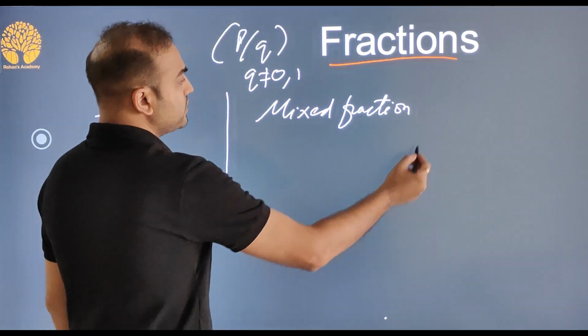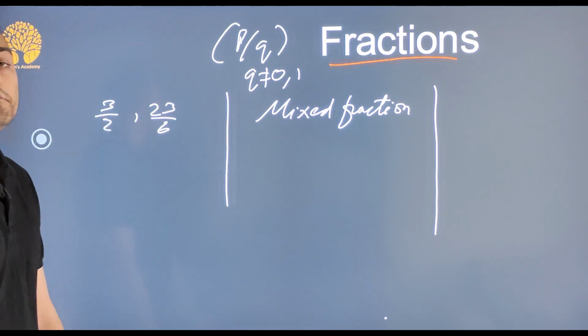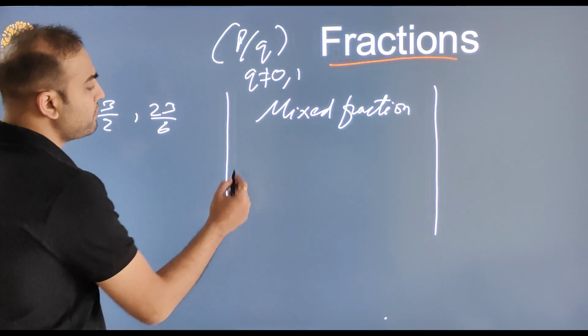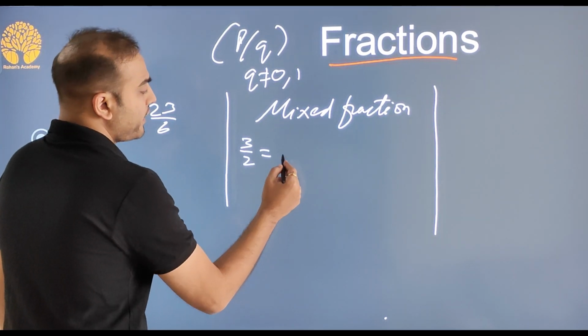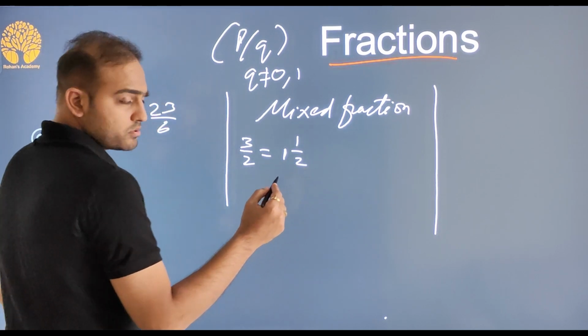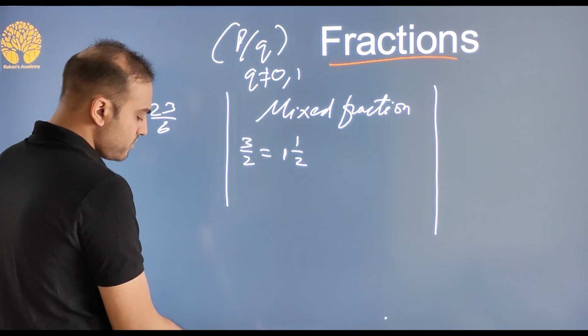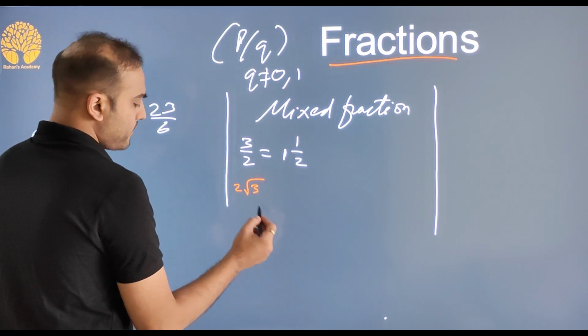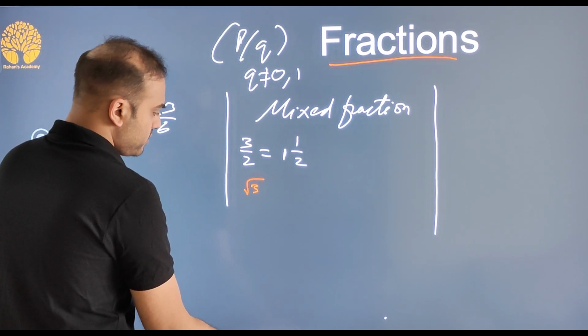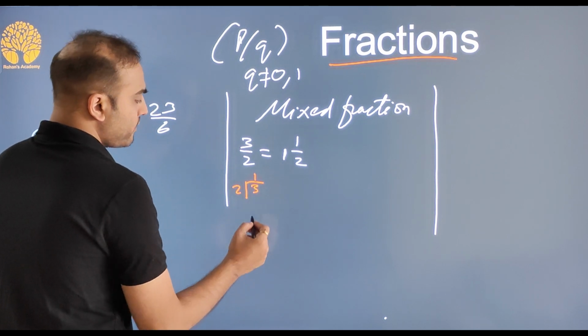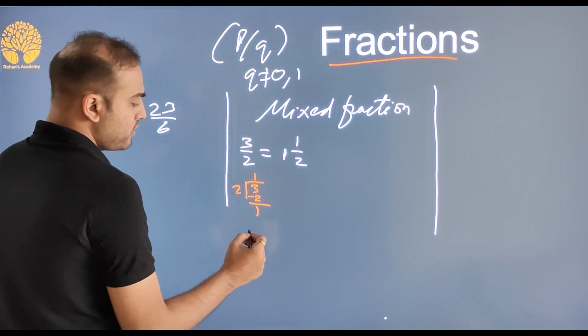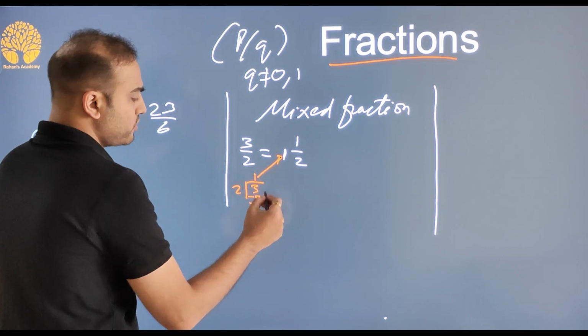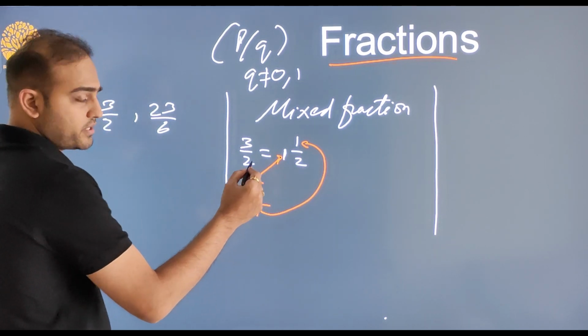Okay, the same values can be written in a mixed fraction form. So your 3 by 2 can be written as 1 1 by 2. Okay, how do we get this? You simply divide 3 by 2. Quotient is 1, remainder is 1. The quotient goes here, the remainder goes here.